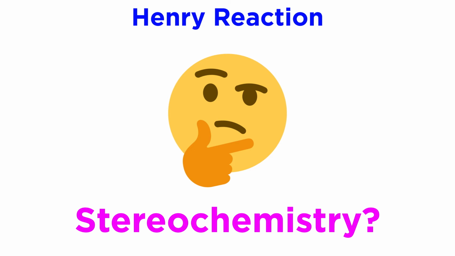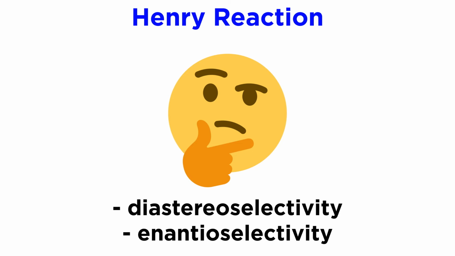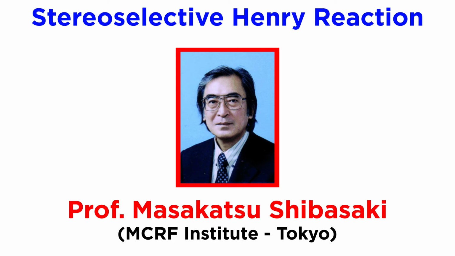Now, as we may have realized by this point, the Henry reaction can create up to 2 new stereocenters. Stereoselective synthesis has been a major challenge for organic chemists over the last 50 years or so, which more recently has delivered excellent results. So it is not surprising that the Henry reaction has been a prime target for diastereoselective and enantioselective synthesis. To illustrate some of the efforts in this area, we will highlight the breakthrough work of Professor Masakatsu Shibasaki, who now works at the MCRF Institute in Tokyo.